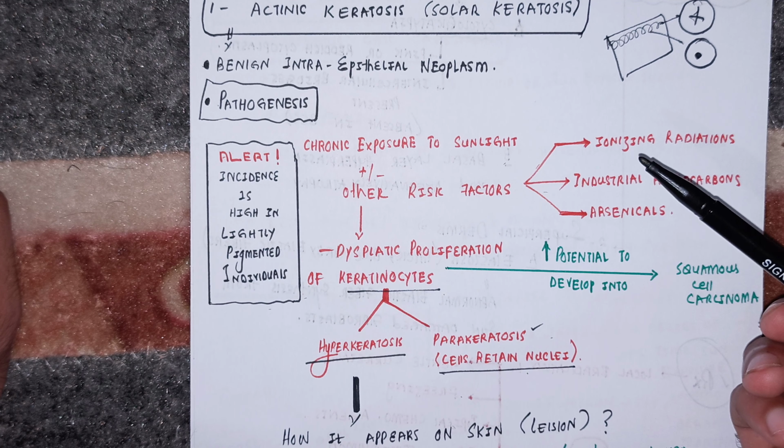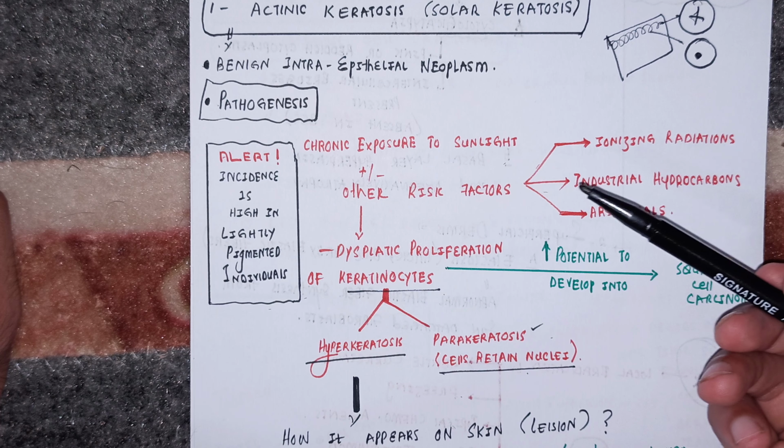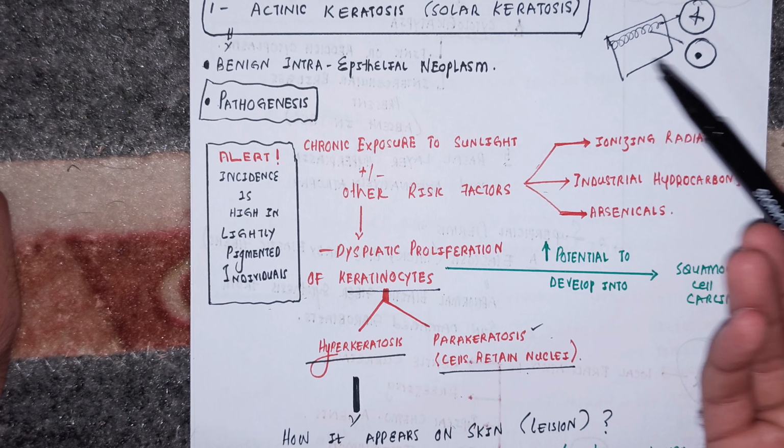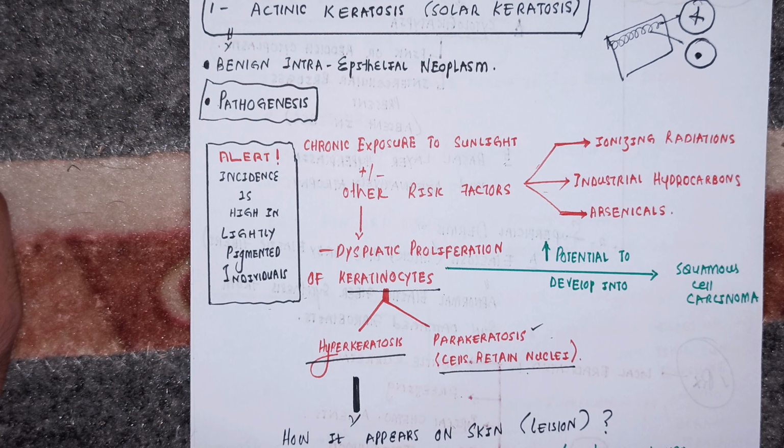So due to that reduced melanin, you are exposed to the harmful effects of sunlight and you may develop actinic keratosis.